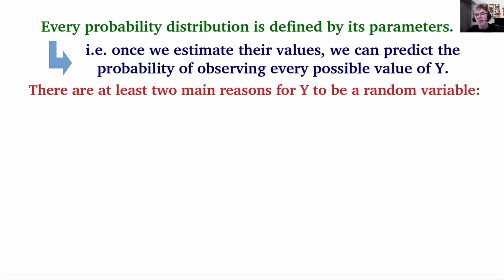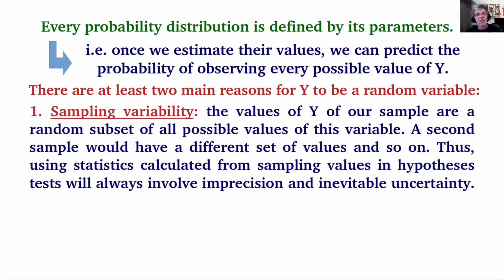So there are two main reasons, at the very least, for y to be a random variable. One is sampling variability. The values of y that we have in our sample are just a very small subset of all possible values of this variable, in the sense that in a second or third or fourth sample we have a different set of values. To characterize the sampling variability across samples, we use probability distributions.